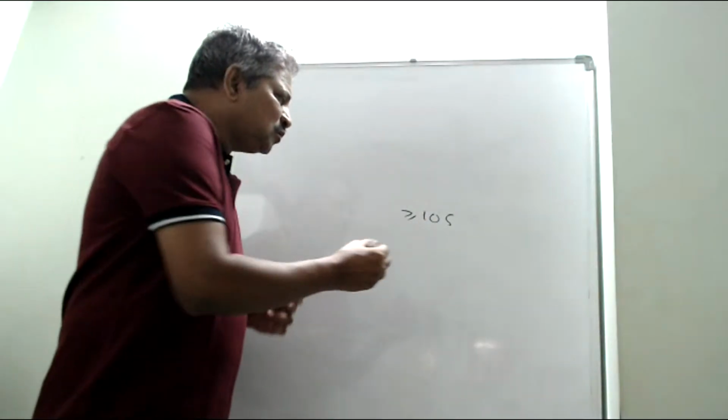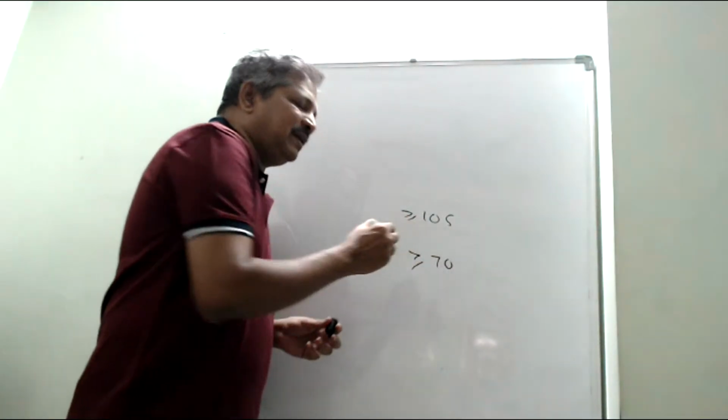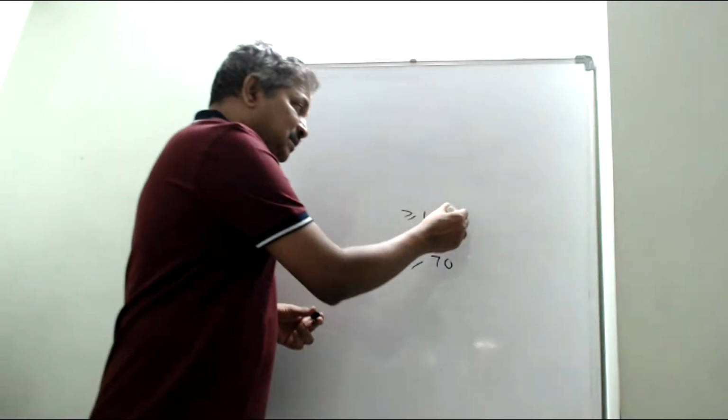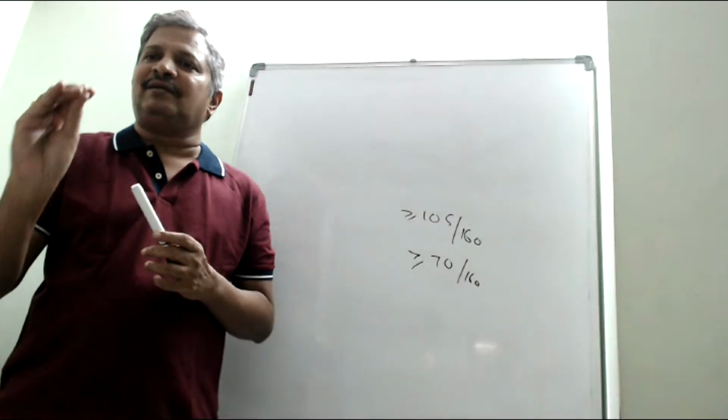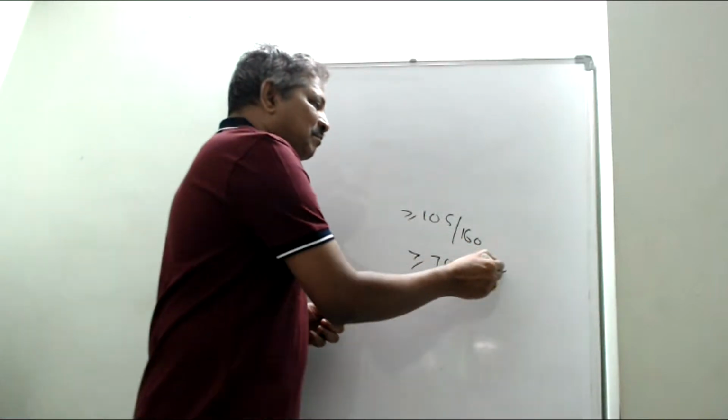Next, those who are getting above 70 marks out of 160, those who are getting 70 marks, they will get below 10,000.